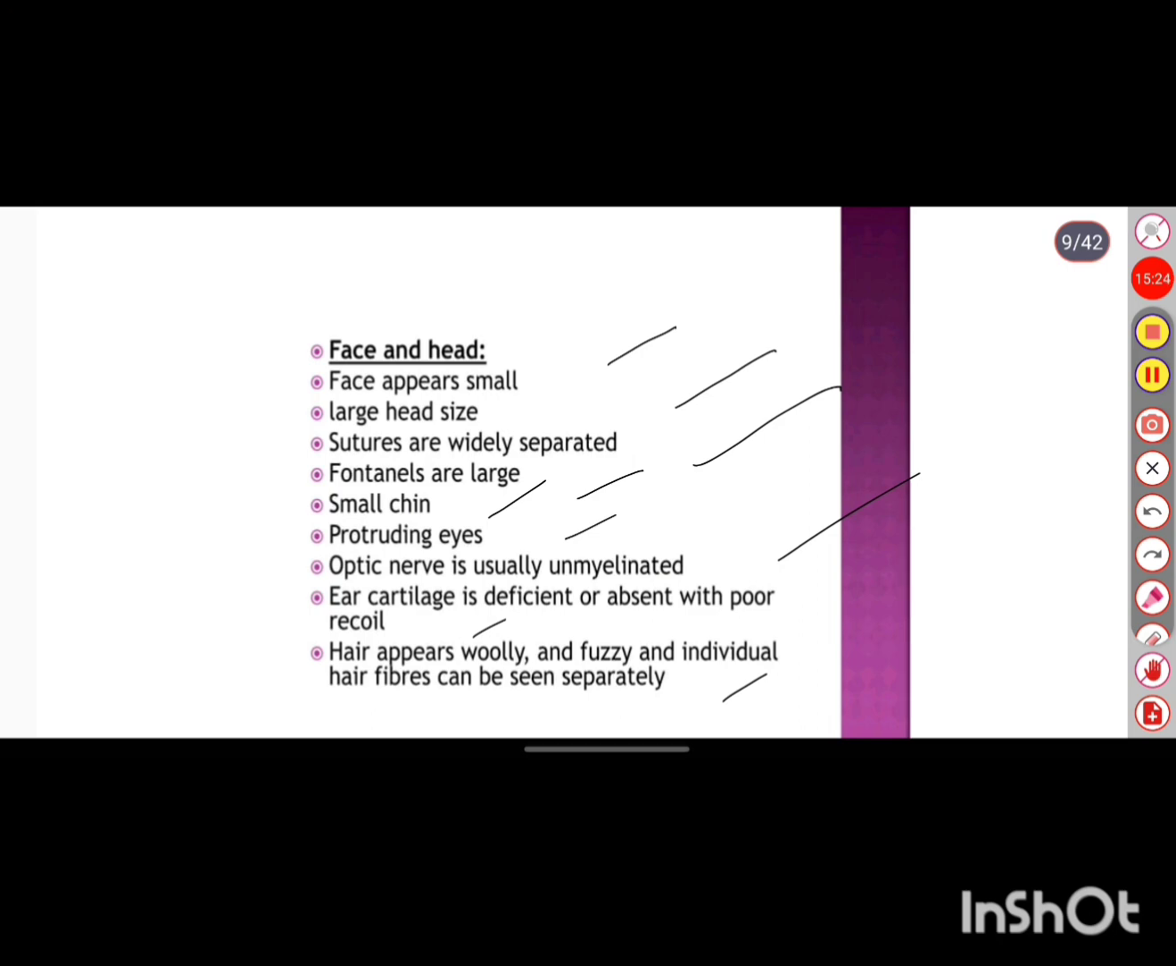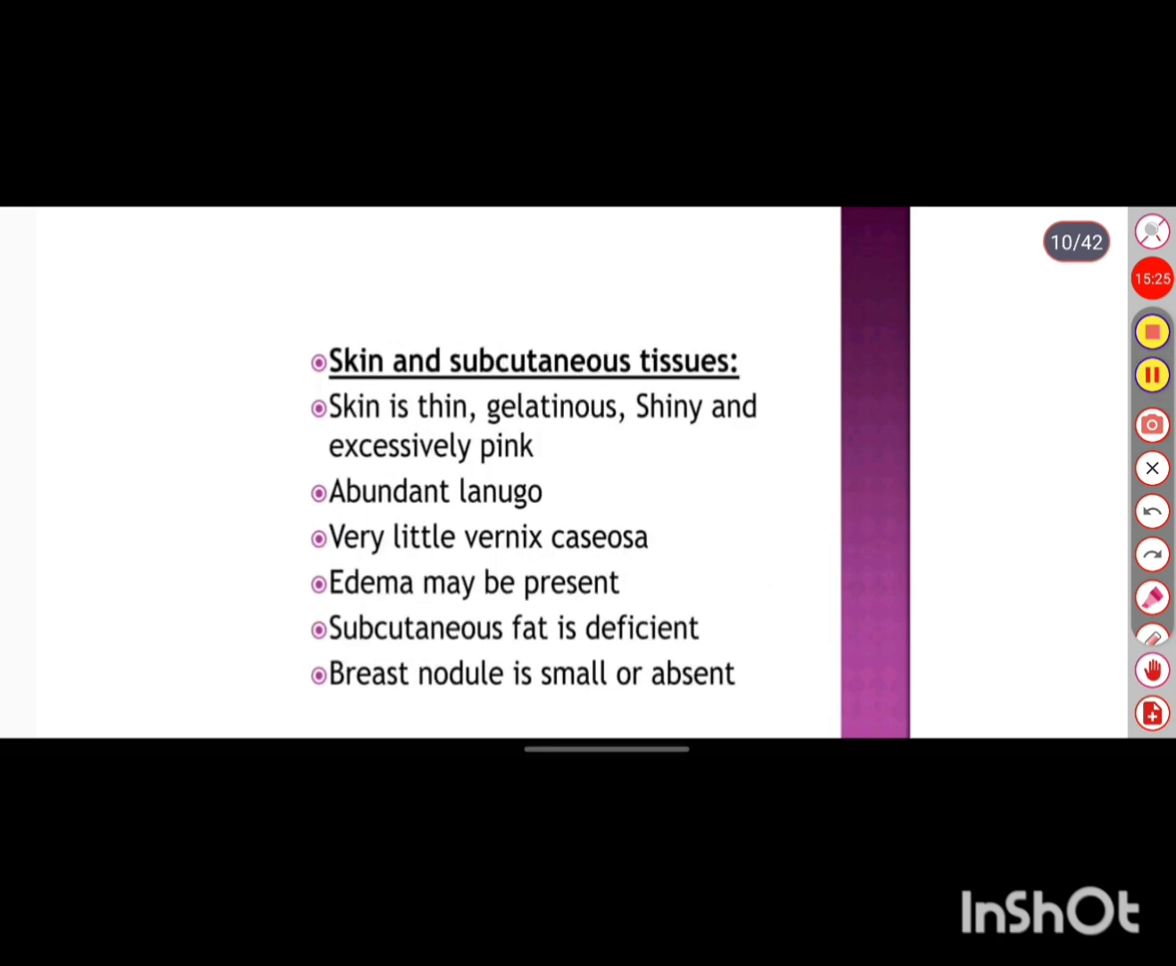The skin and the subcutaneous tissues: the skin is very thin, gelatinous, and shiny, and they'll have an excessive amount of lanugo on their skin and very little amount of vernix caseosa, because the vernix caseosa is formed at the last term of the embryonic development. Edema is usually present, subcutaneous fat is usually deficient, and the breast nodule is small or sometimes completely absent.